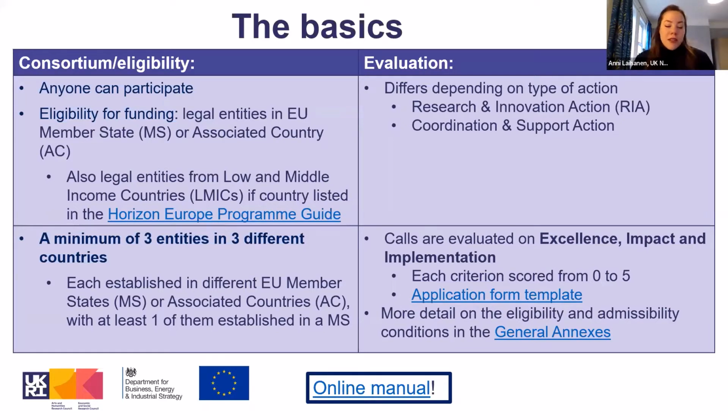So calls are evaluated on excellence, impact, and implementation, and each criterion is scored from 0 to 5. General annexes include a lot of useful information, including more detail on the eligibility and admissibility conditions, and also evaluation. So if you want to find out more about anything mentioned on this slide in summary, you can click through on the general annexes. And I've also linked the online manual, which is quite useful to walk you through the process of applying to Horizon Europe, really from finding a call to then grant signature and grant management.